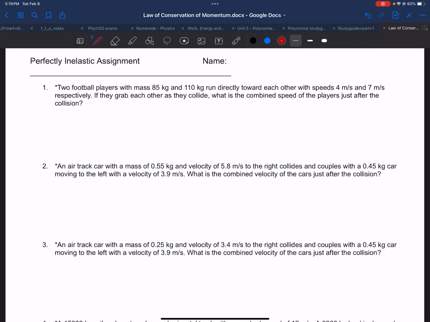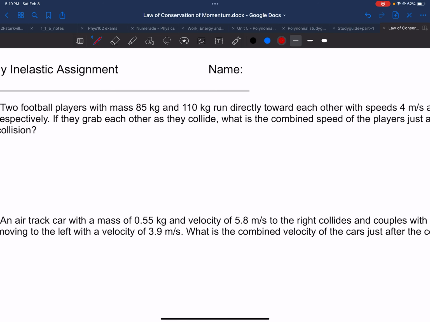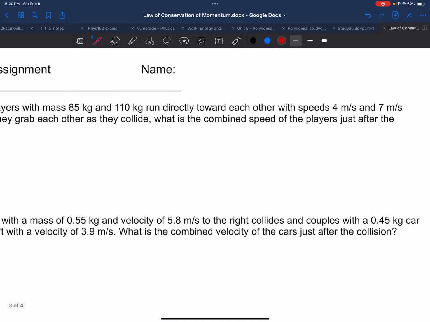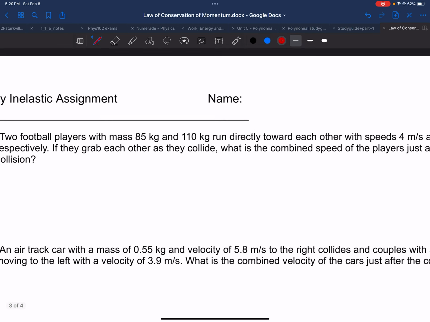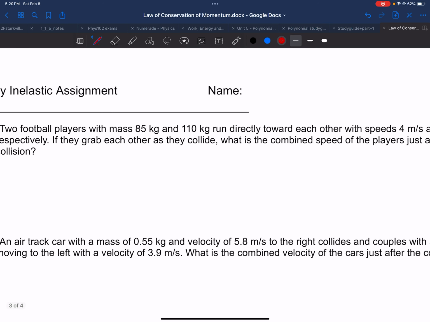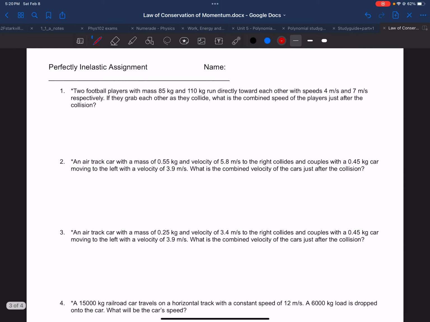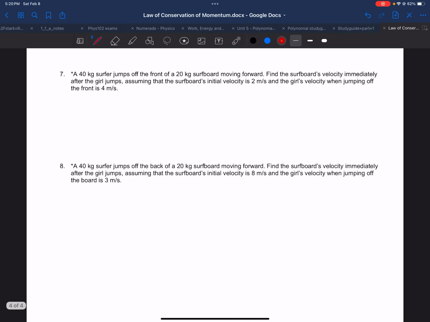The only other thing that I wanted to draw your attention to is, for example, the football players on question 1. They're running directly towards each other. So the first value of velocity is what you get. Because they're running towards each other, one of them is going to be positive, one of them is going to be negative. So just be wary of that as you're going through. The other odd one is on the back.